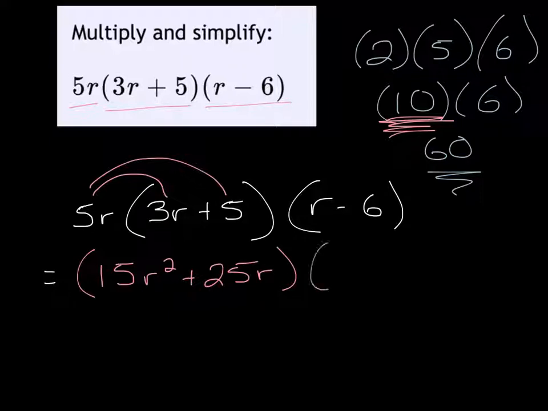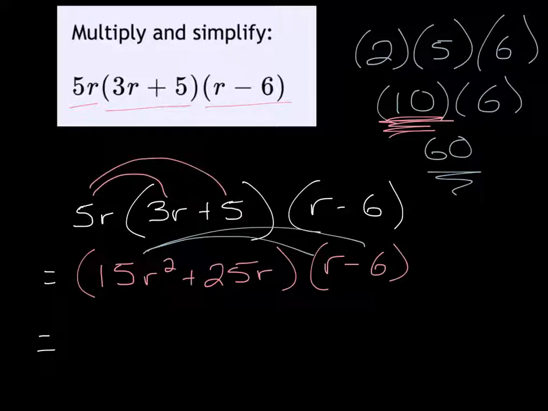Now we're going to multiply that by the r minus 6. And now this is like a double distribution. We call this foiling. We do these in two steps. So let's do this. The first is multiply the 15r squared by both of the terms in the second. So 15r squared times r gives us 15r to the third. 15r squared times the negative 6 is going to be negative 90r squared.